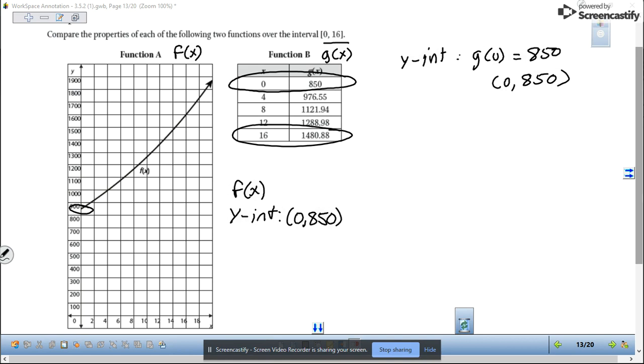Now, to calculate the rate of change, we need to know the points. So let's see here, 16. We're at 1600. So that one's going to be super nice for y-intercept. So that point there is again 1600. We're going to use our y-intercept, which is (0, 850).